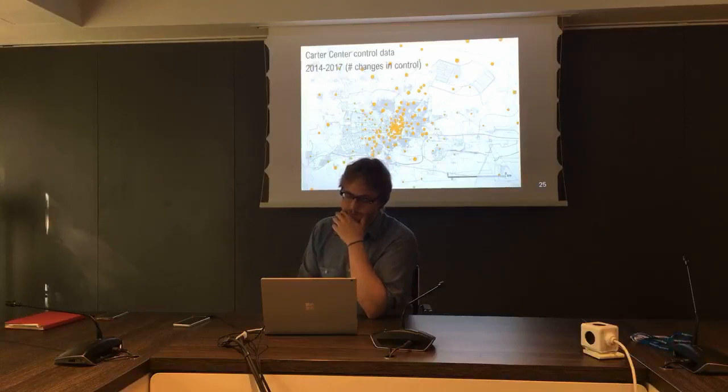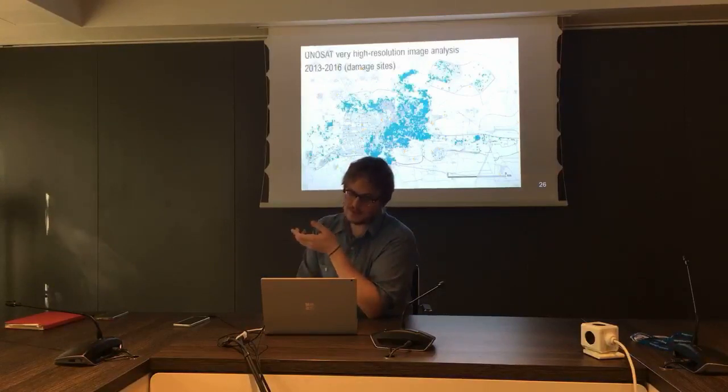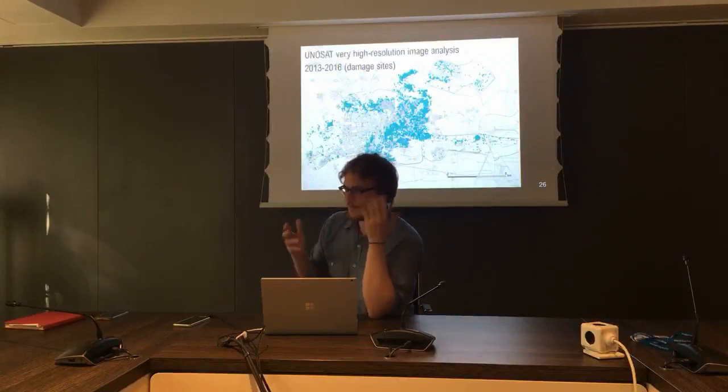That's amazing. And then if we look at a different view, let's look at UNOSAT conflict infrastructural damage maps. Again, a different timeline, 2013 to 2016. But you can see there are radically different distributions. Totally different views on where the conflict is, where the war is happening.